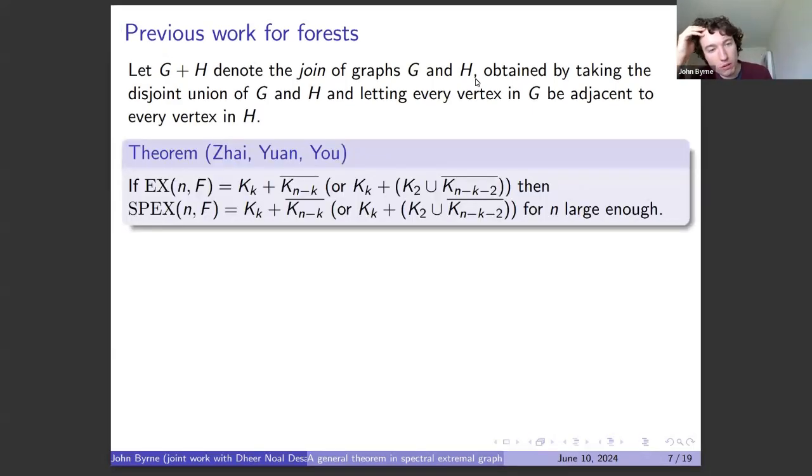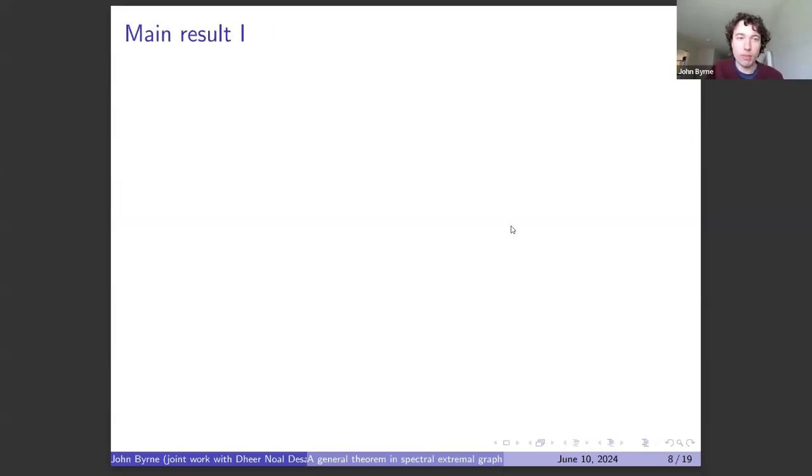So in a recent paper of Zhai, Yuan, and Yu, they showed that if the edge extremal number is the join of a clique and an independent set for n large enough, then the spectral extremal number is also obtained by the join of a clique and an independent set for n large enough. And actually, this result also holds if you add a single edge into the independent set on the right-hand side. They use this to determine the spectral extrema for certain star path forests. So our result is a generalization of this in a few directions.